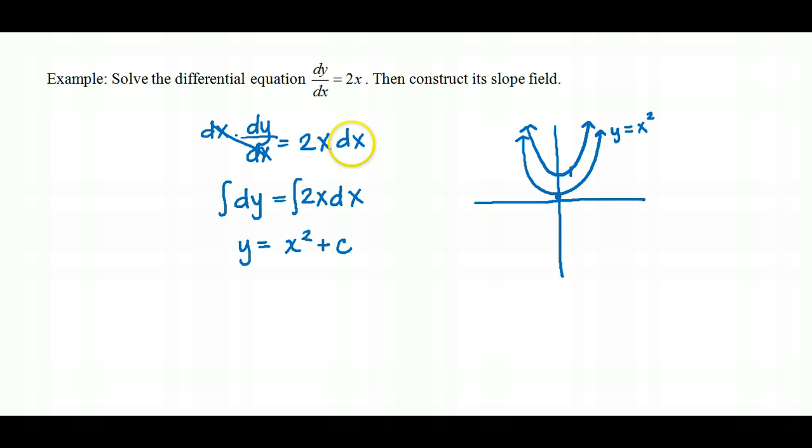But let's just say we couldn't figure out the general solution to this differential equation. We didn't know that it was going to create a family of parabolas. So now let's go ahead and construct the slope field for dy/dx equals 2x.